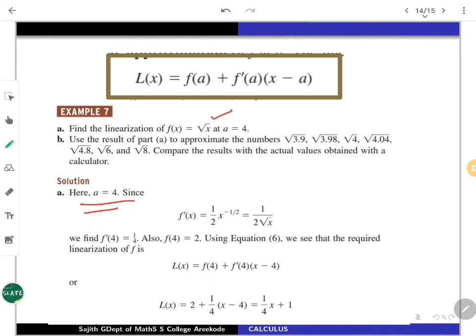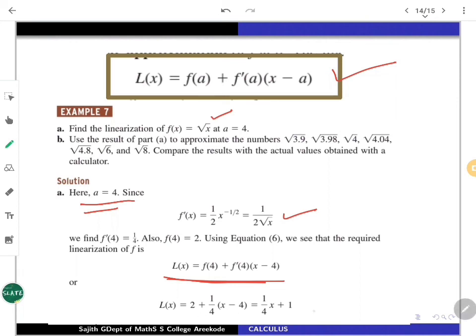So our formula: f of x is square root of x, whose derivative f prime at x is generally given by 1 by 2 root x. Just find f prime at 4. You'll be getting 1 by 4. f at 4, using the formula, is 2. Simply apply in the linear equation, L of x is given by f at 4 plus f prime at 4 into x minus 4. Evaluate it, you will be getting 1 by 4 x plus 1.